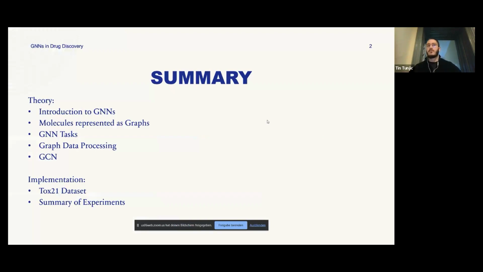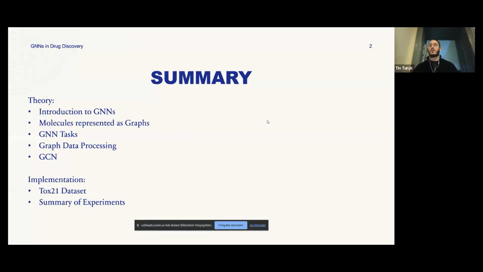First, I will dive into the introduction of graph neural networks and provide a small motivation of why we even use them. Secondly, I will try to present why molecules are represented as graphs and why it is nice to have some properties that graphs have. Third, I will talk about various graph neural network tasks that can be done, meaning the prediction types and so on. Fourth, the graph data processing, how the information is propagated, message passing, and so on.